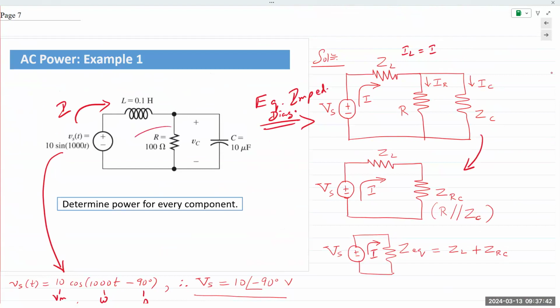For the resistor and the capacitor, they are in parallel. If we find the voltage across those two nodes, it will apply equally to the resistor as well as the capacitor. So again, we do not need to find two separate currents. We can find one single voltage and we can find the power for both components.